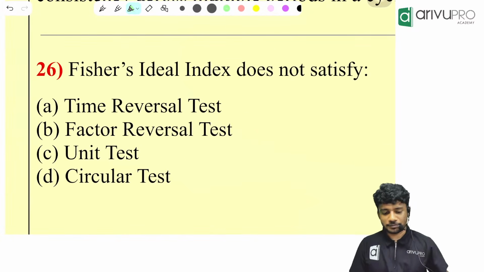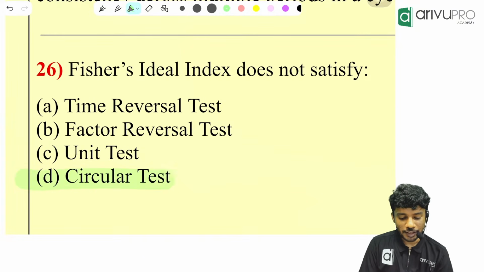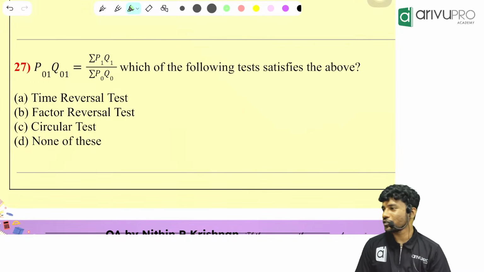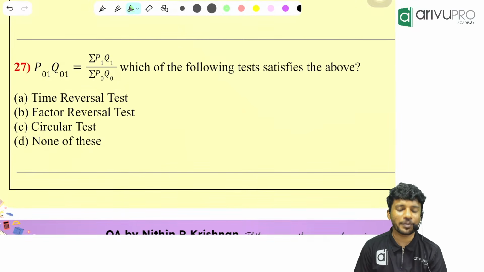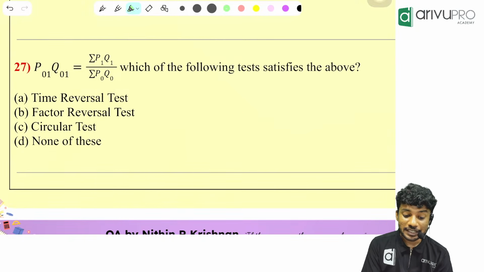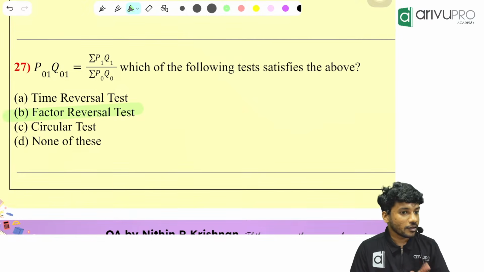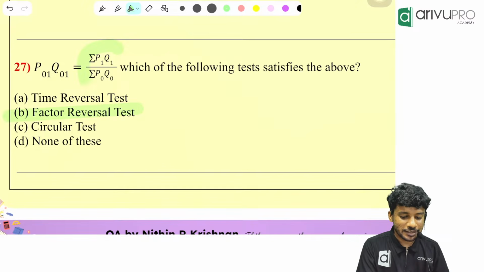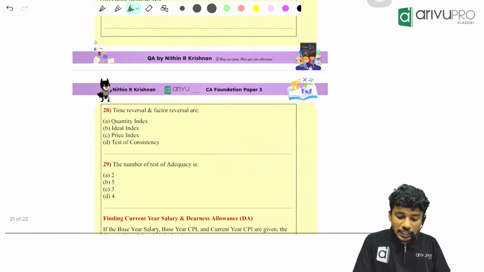Tell me, Fisher's ideal index does not satisfy which test? Circular test. Then another question which came was like this. P01 into Q01 is equal to sigma P1 Q1 divided by sigma P0 Q0 satisfies which of the following? Factor reversal test. Correct? What was it people? Price index into quantity index will give you what? Value index. Value index number is this one.